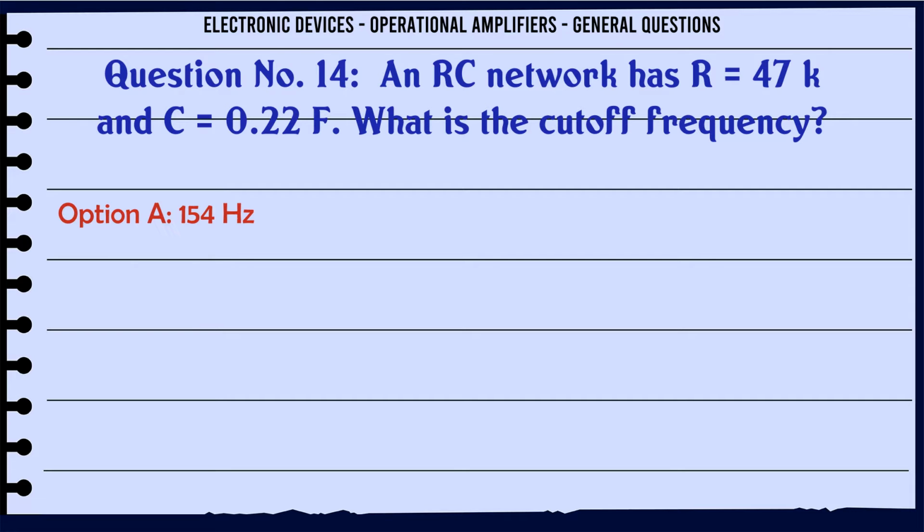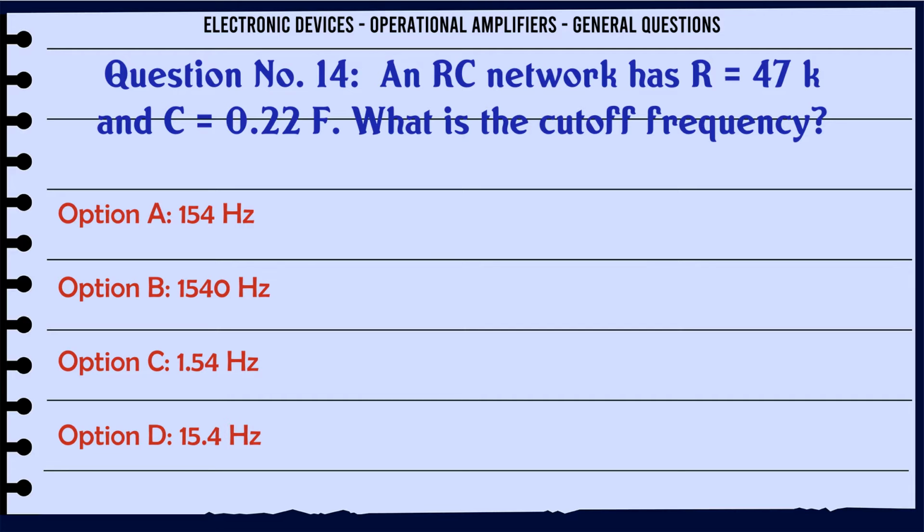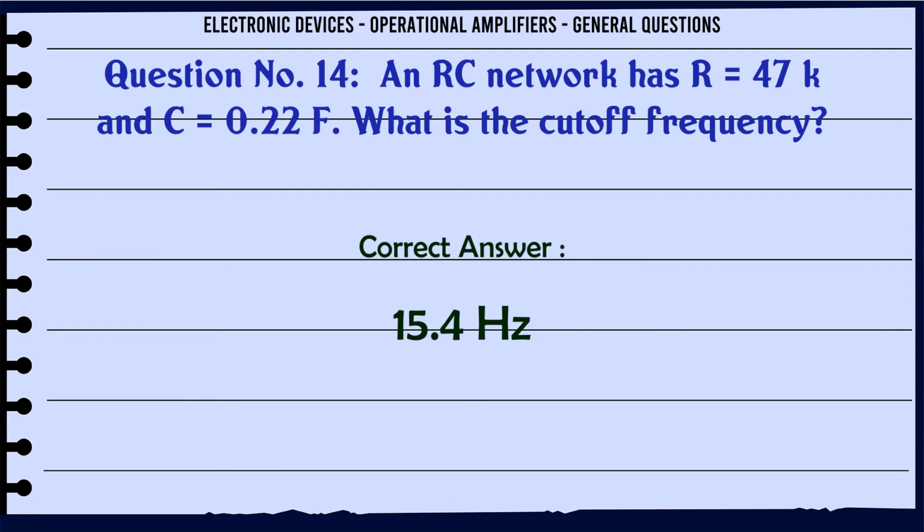An RC network has R = 47K and C = 0.22 µF. What is the cutoff frequency? A. 154 Hz. B. 1540 Hz. C. 1.54 Hz. D. 15.4 Hz. The correct answer is 15.4 Hz.